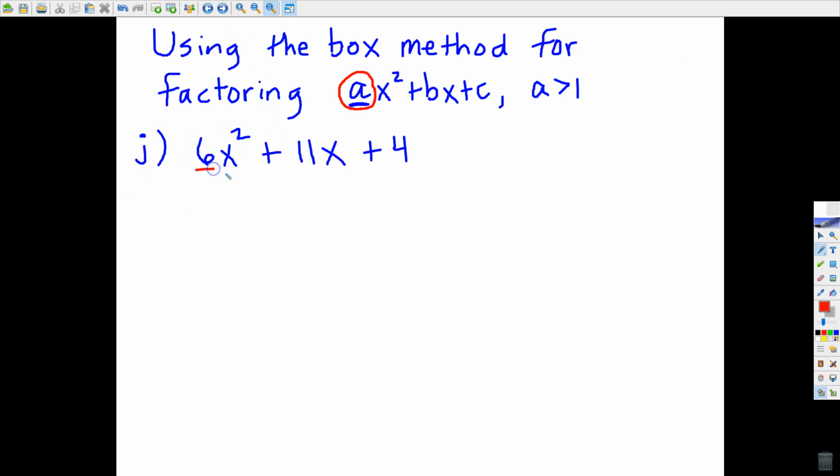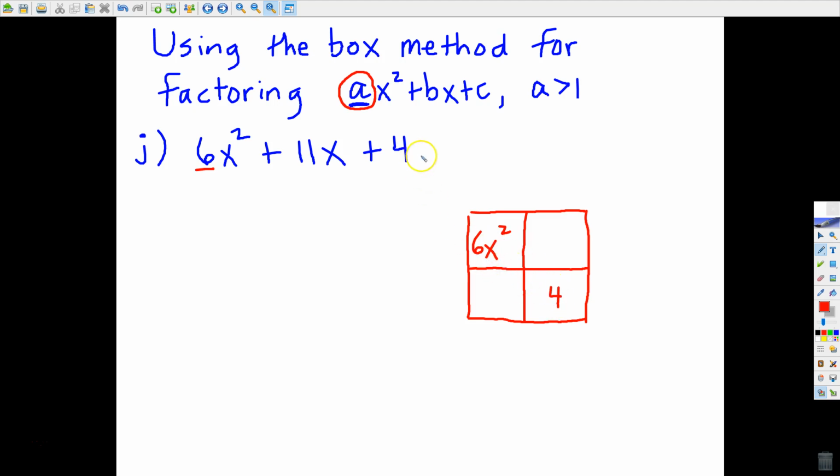But in cases like this, where you notice the number in front of x squared is greater than 1, here is the box method. I call it the box method. Maybe it has other names. The reason why is that we're going to make a box, and inside the box we're going to make 4 squares that will contain terms in just a moment. Well, right off the bat, in these diagonal squares, we're just going to list the first term of the trinomial, 6x squared, and then diagonally from that I'm going to write the last term.